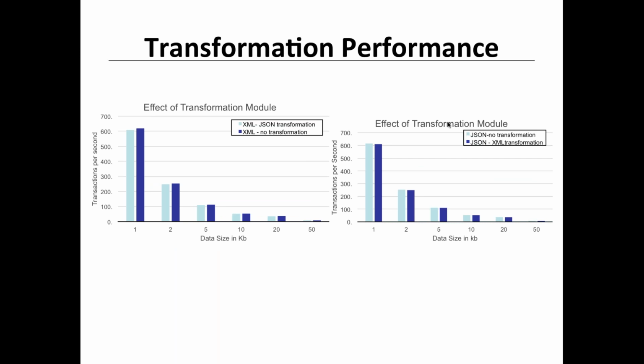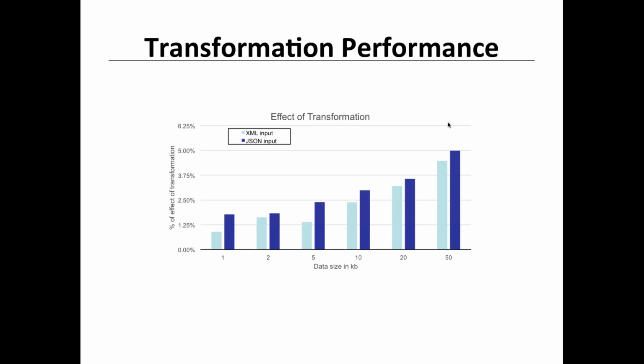Next, transformation performance. We also wanted to know if an ESB transforms an XML to a JSON file, or if there is no transformation, how big is the difference? It's not significant, or the other way around. If we have a JSON file and we want to convert it into an XML file, the difference is not so significant. In our graph here, for file sizes less than 5 kilobytes, the overhead is less than 2.5%. What is quite significant here is this. Converting from JSON to XML takes a little bit longer than conversion from XML to JSON inside the ESB.